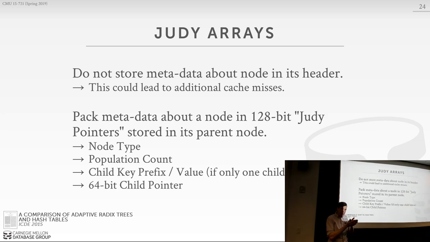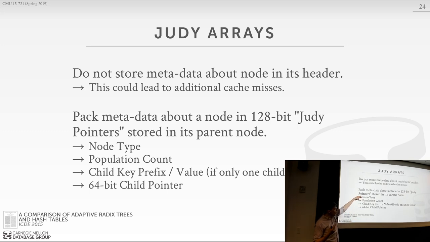You can think of it like every pointer now to another node inside my index is going to be 128 bits. It's double the word size, double the regular pointer size. So I'm going to have a 128-bit pointer to my child, and in that 128 bits, in addition to storing the 64-bit pointer to the actual memory location of that node, I'm also going to store all that metadata that I would normally keep in the header of the node itself.